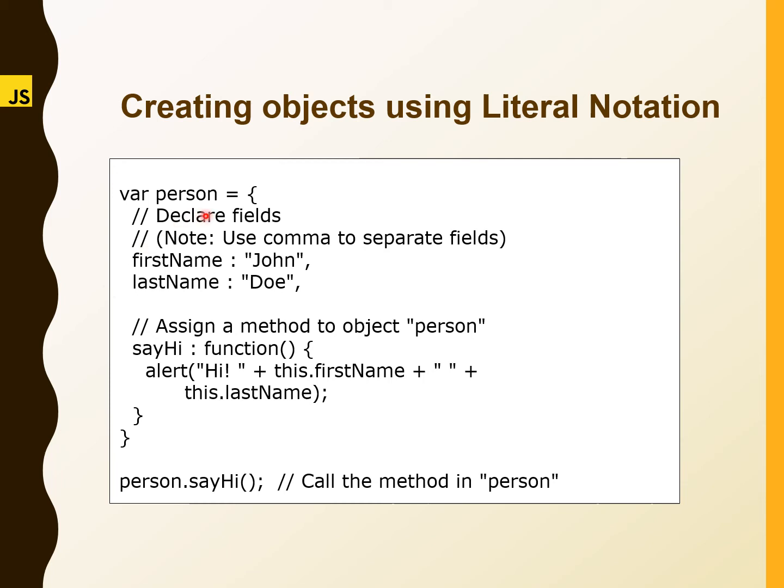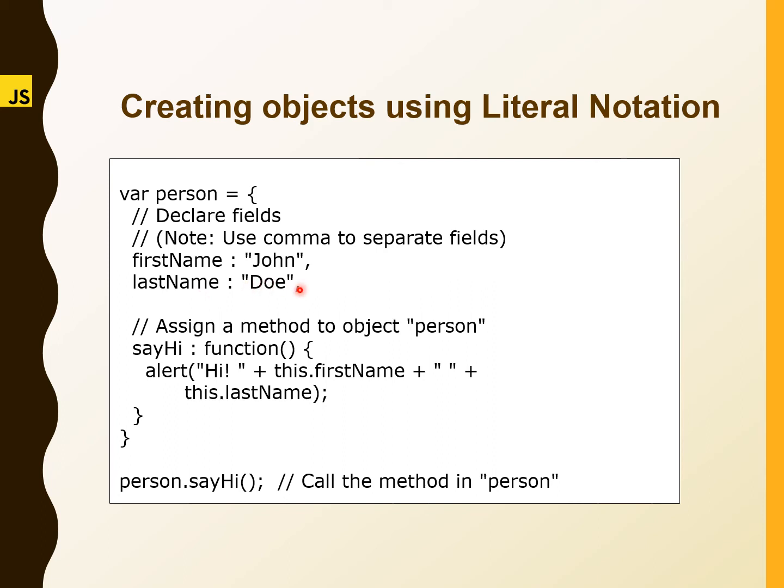Alright, we will see another method for creating objects using literal notation. So here we can see a variable person. Then instead of using the new keyword, curly braces are used. Inside the curly braces, the first property of the object is defined: firstName, colon, the value for that property, John. Then a comma, which indicates that there will be another attribute. The next attribute name is lastName, colon, the value is Doe.